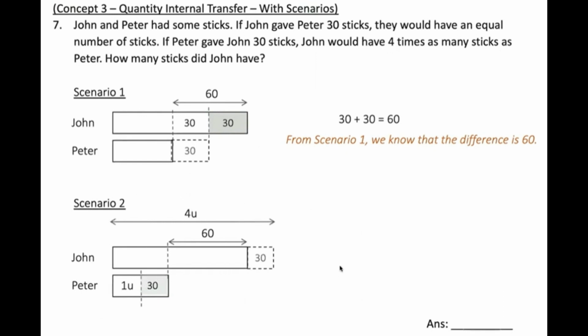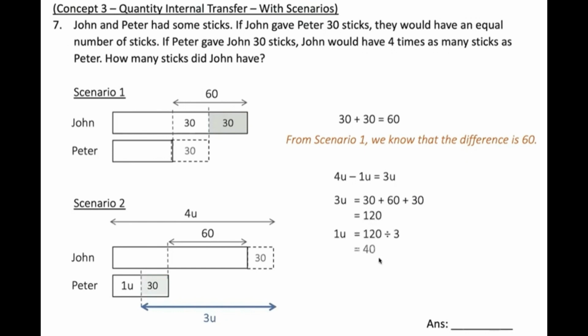Now, once you have done this, again, you compare the units. Compare the 1 unit against the 4 units, and the difference is 3 units. And this is where the 3 units is represented in the diagram. And 3 units is equal to 30 plus 60 plus 30. And that is equal to 120. 1 unit is equal to 40.